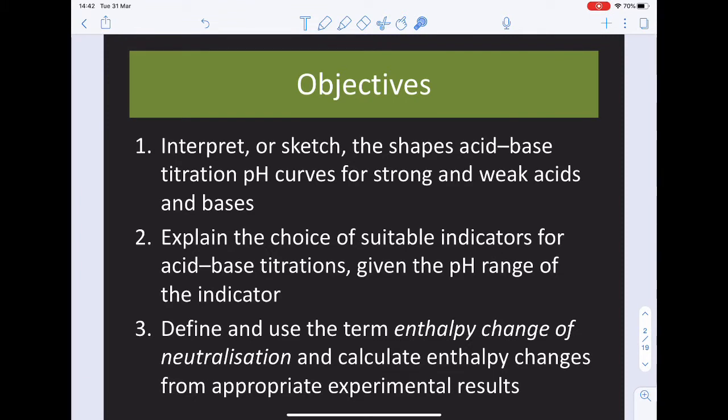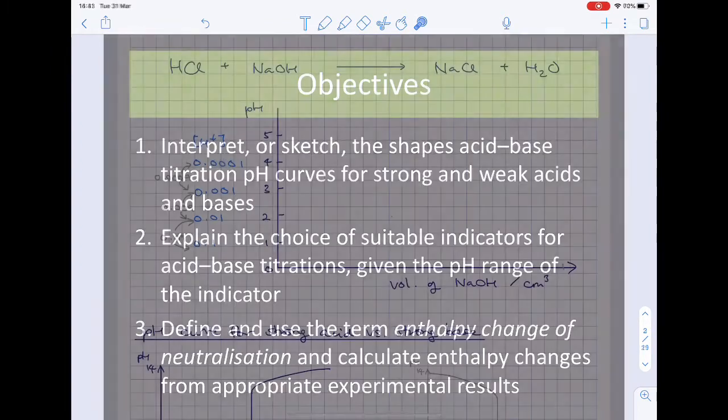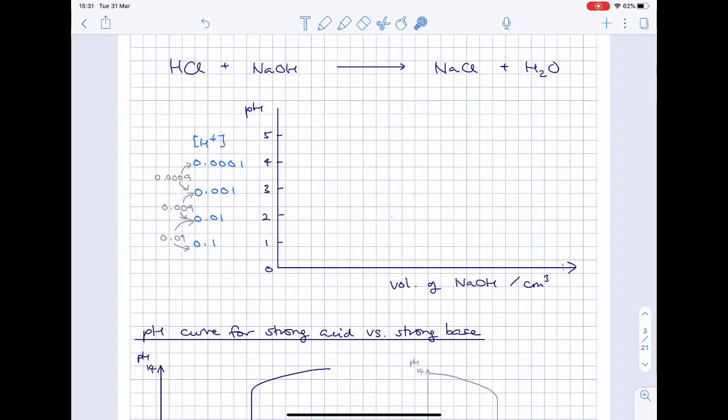The very last bit is really about enthalpy calculations, which is not directly related to the first two. These two are linked. So first of all, we're going to look at the shape of different pH curves for different combinations of acids and alkalis, or different types of acids and alkalis. And then we're going to look at how we use those pH curves to help us choose suitable indicators for different titrations, as you would need different types of indicators for different types of titrations.